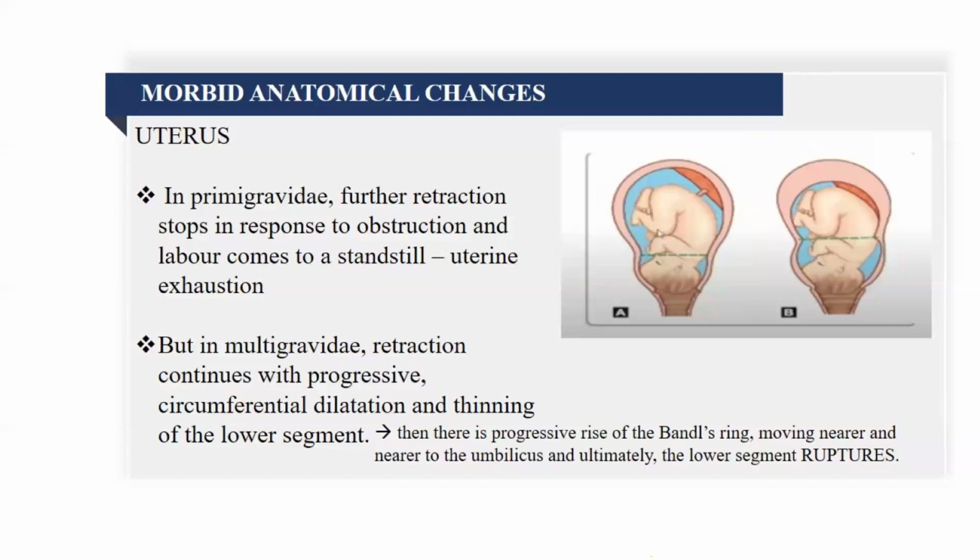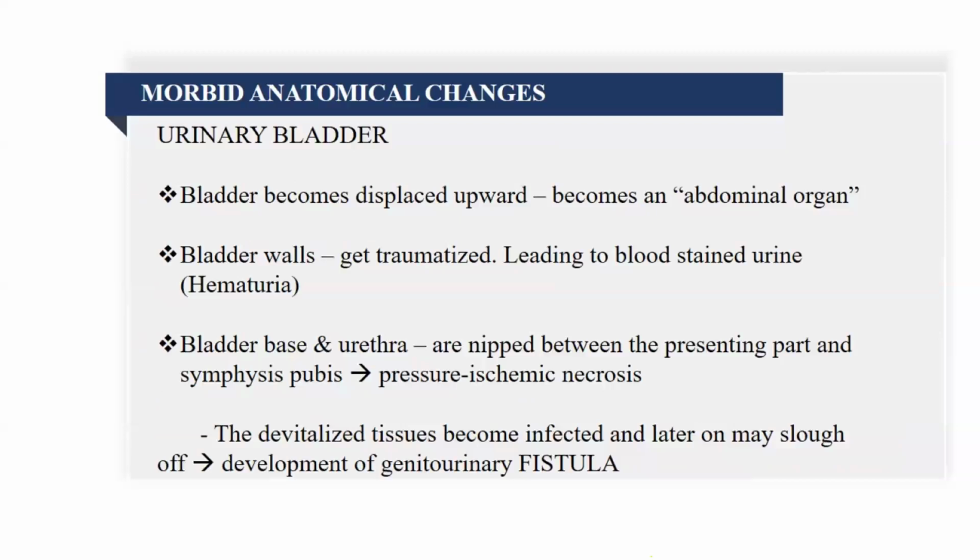It's as if the uterus is saying, I've been through this process before, I've pushed several babies through this. So it's forcefully contracting in an attempt to overcome the obstruction. As this goes on for some time, the baby is pushed from the upper segment and falls into the lower segment, occupying it. The lower segment becomes bigger and bigger, and Bandl's ring is seen moving nearer and nearer towards the umbilicus until eventually there's a rupture.